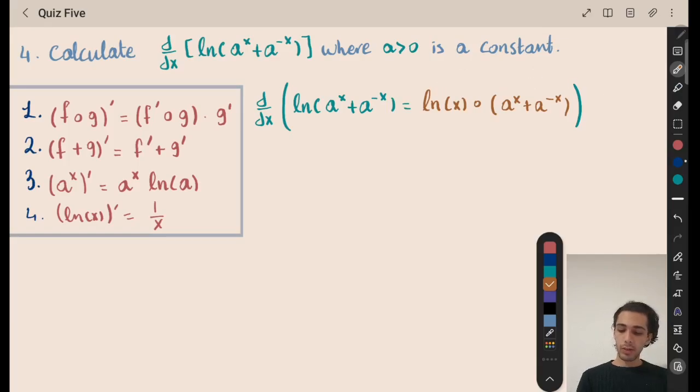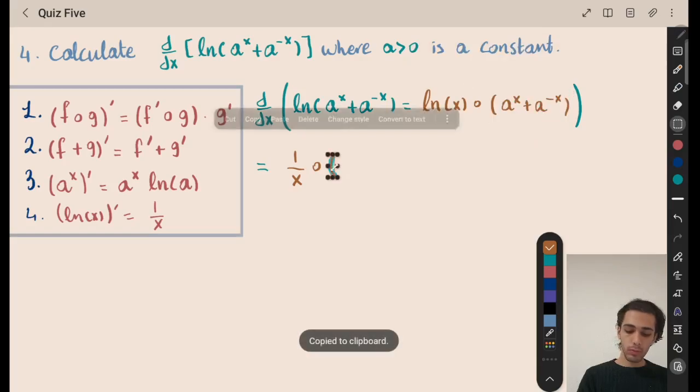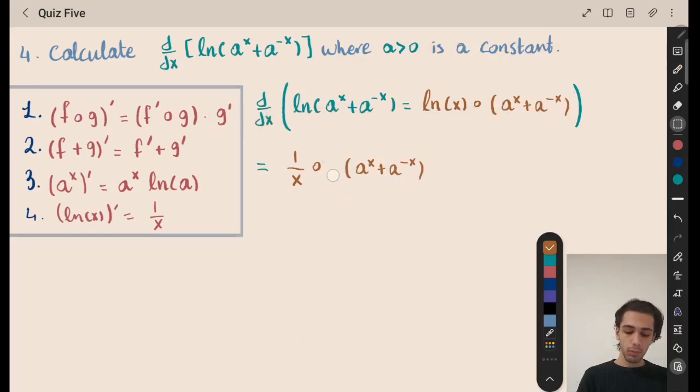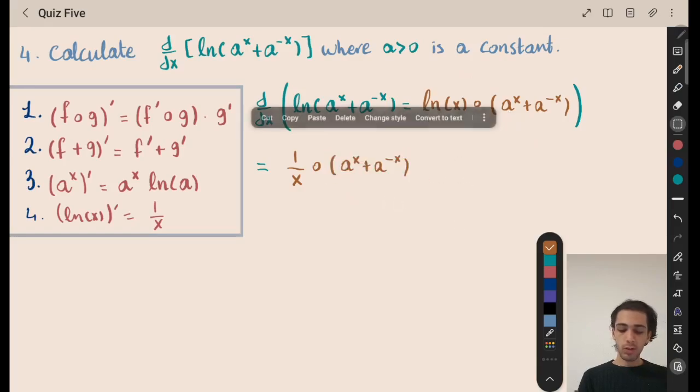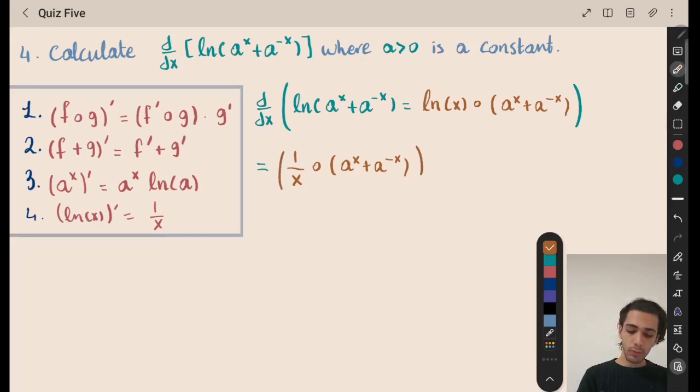So the derivative of this whole thing is going to be equal to the derivative of the outside function, which is 1 over x. And then I compose it with my inner function. That's something I still need to do. And then I need to multiply by the derivative of the inside function, which is a to the x plus a to the minus x.